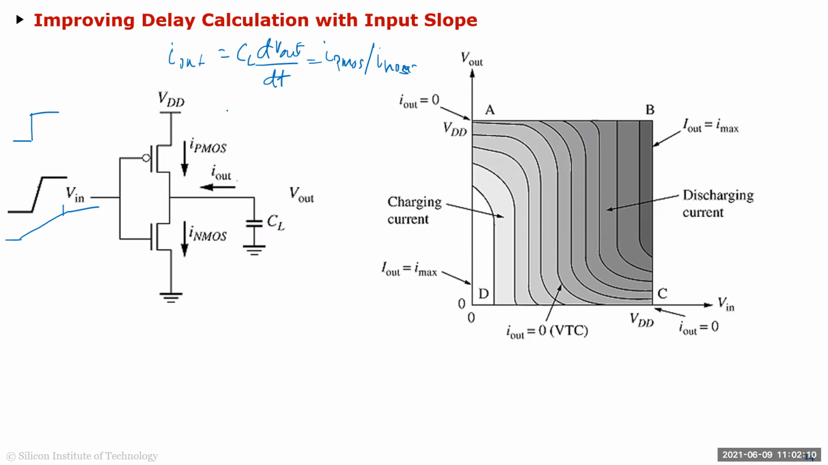But if you have a finite rise time at the input, it's really I NMOS minus I PMOS for part of the time at the output, right? So for part of the time, for example, for the charging time, it will be this for a little while, and then once the NMOS shuts off, it'll be all I PMOS and so on, right?